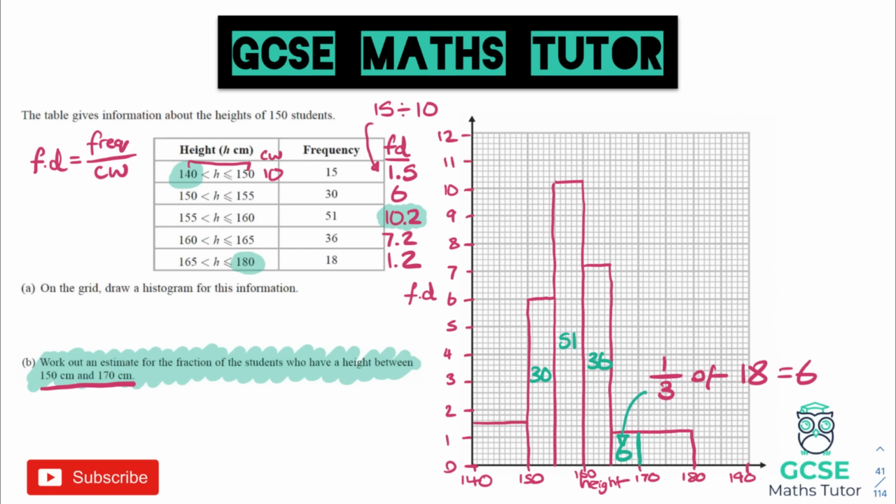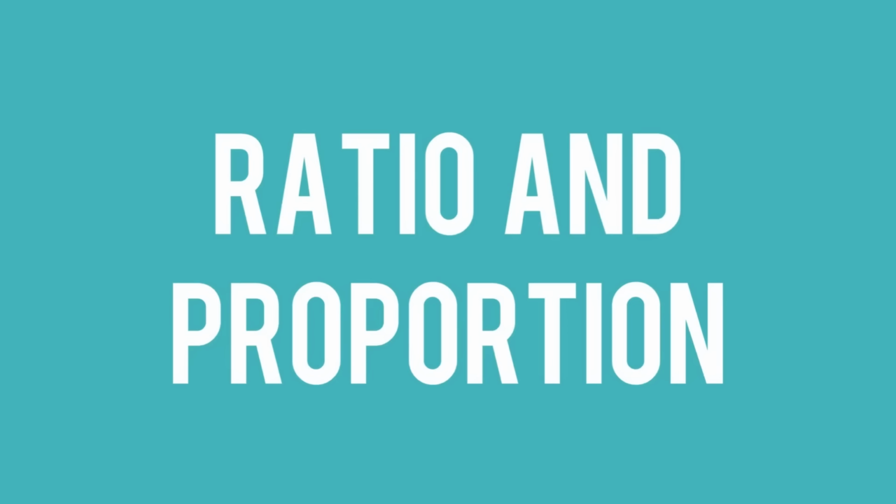For this one, we're also asked to work out an estimate, and if you need to split a bar up, remember you can break that up into halves, thirds, quarters, whatever fraction you need to get a final answer for a total. On to ratio and proportion.